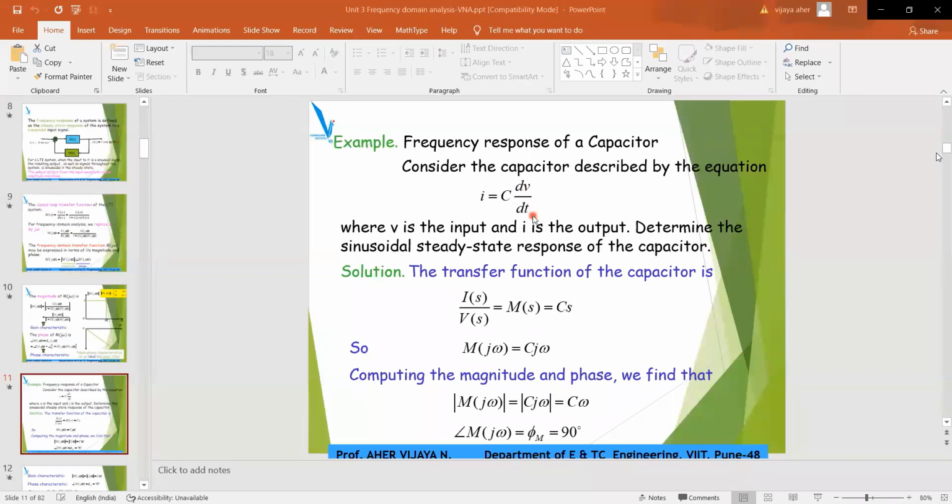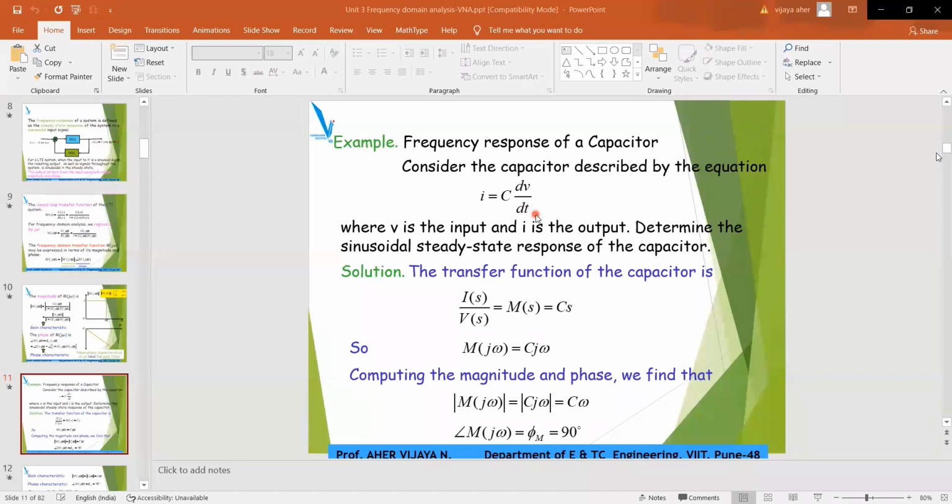So here input is voltage V. V is the input voltage, whereas I, current, is nothing but your output. So this I, current flowing through your capacitor, is your output, whereas this V is your input voltage. You have written the equation for current flowing through the capacitor when input voltage is applied, and that equation is I is equal to C into dV by dt. Now take Laplace transform of this.